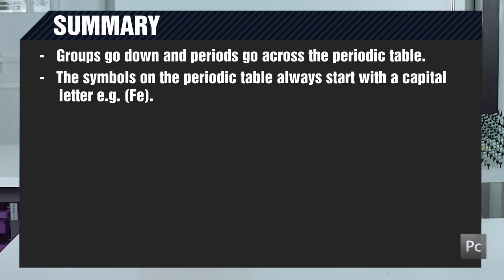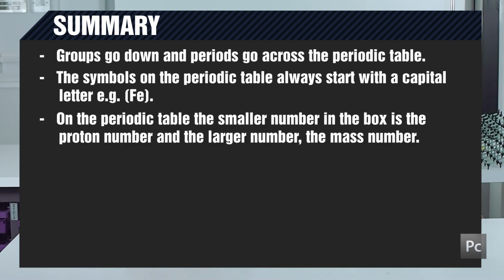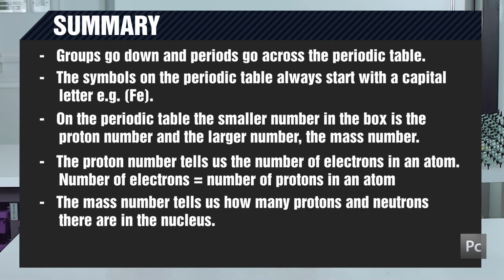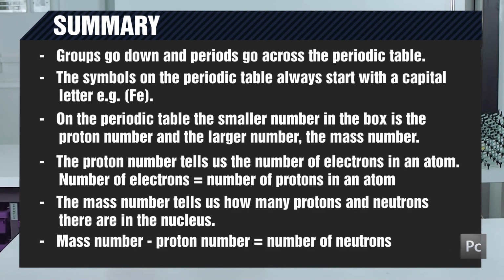The boxes have two numbers in them. One of them is smaller and is the proton number. One of them is larger and called the mass number. The proton number tells us the number of electrons in an atom because they're always the same number as the protons. The mass number is always the bigger of the two numbers in the box and tells us how many protons and neutrons there are in the nucleus. You can subtract the proton number from the mass number to work out the numbers of neutrons in the nucleus of an atom.